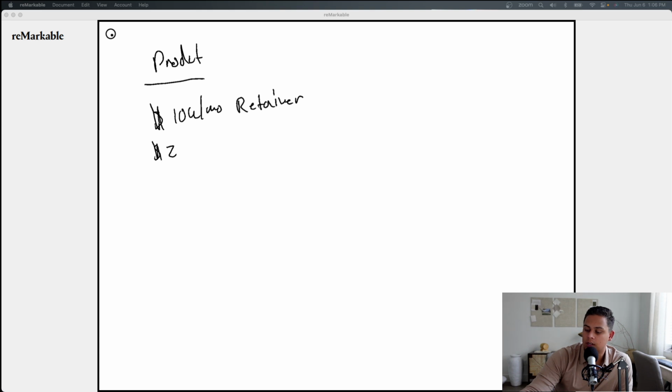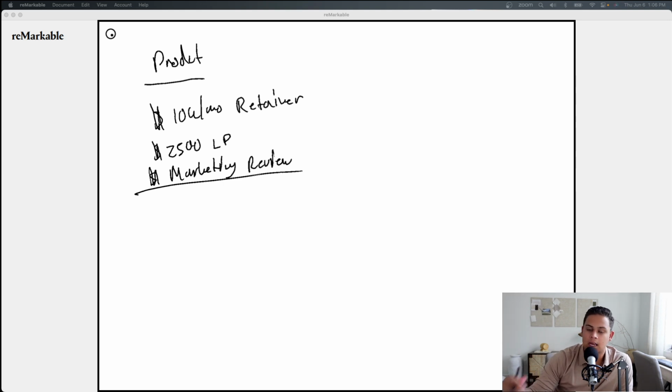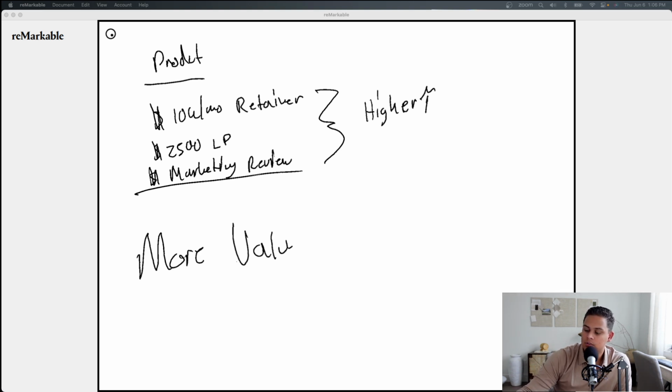Are you selling a $2,500 landing page? Are you selling a marketing review? What exactly are you selling them, and what is the price point? I'll tell you what, the higher the price point of your product, the more value you need to add in your lead magnet.